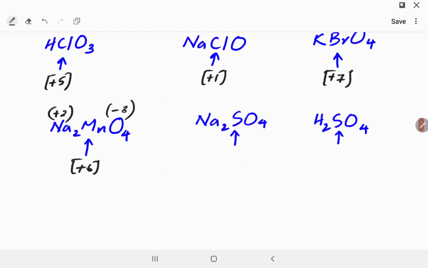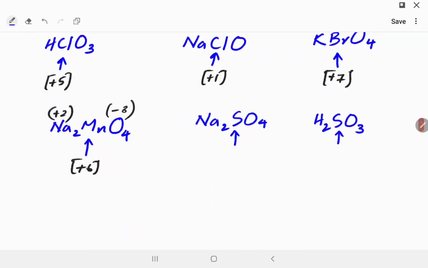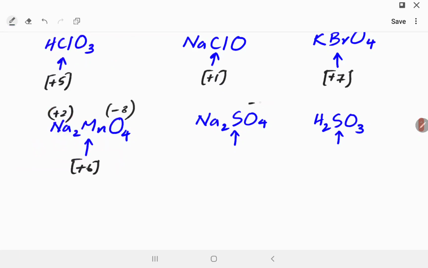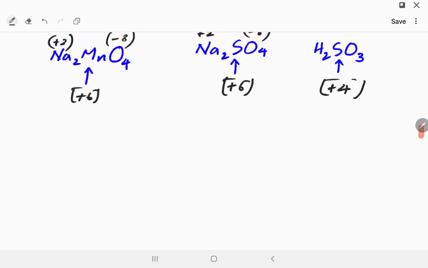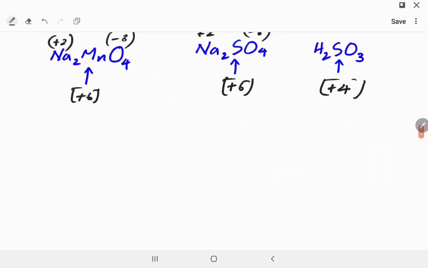So in here, let me change something. In here, 4 oxygens again is -8. 2 sodiums is +2. So the sulfur should be what? +6. Sulfur is +4. All right, let's do these 3 really quickly. Oh, sorry about that. So let's do this.